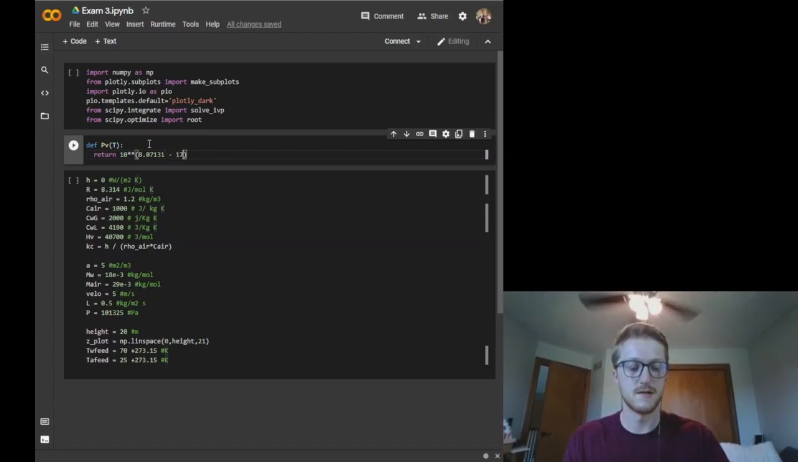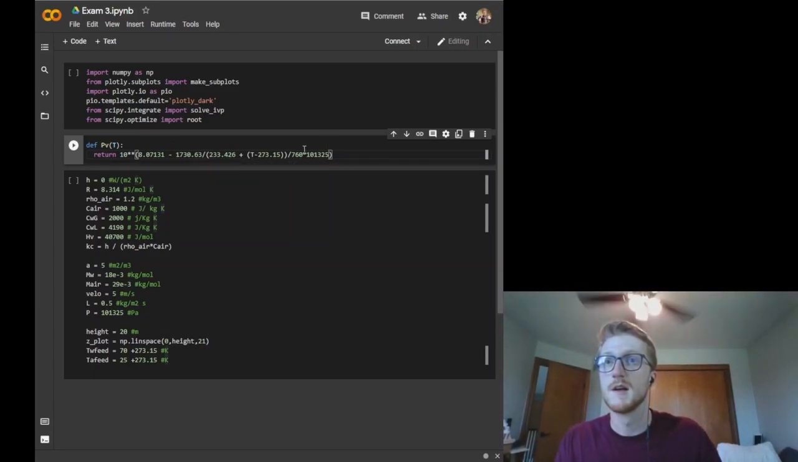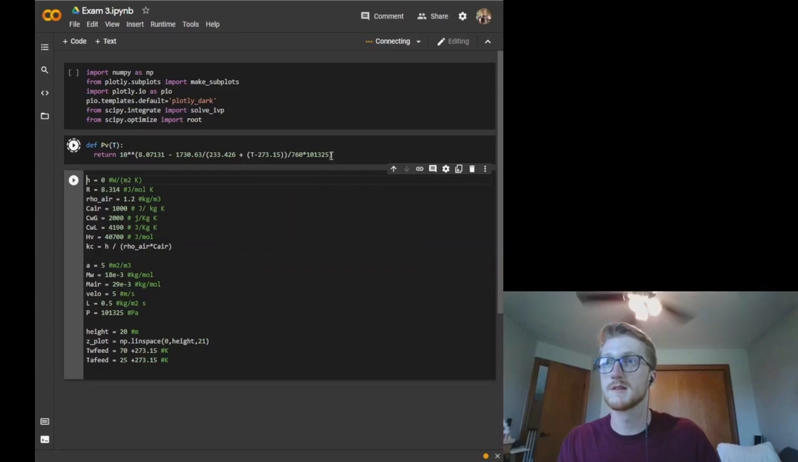minus 1730.63 divided by 233.426 plus your inputted temperature minus 273.15 to convert from Kelvin to Celsius. And then we want to divide all of that by 760 times your 101.325, your pressures. And we'll see if that likes that.